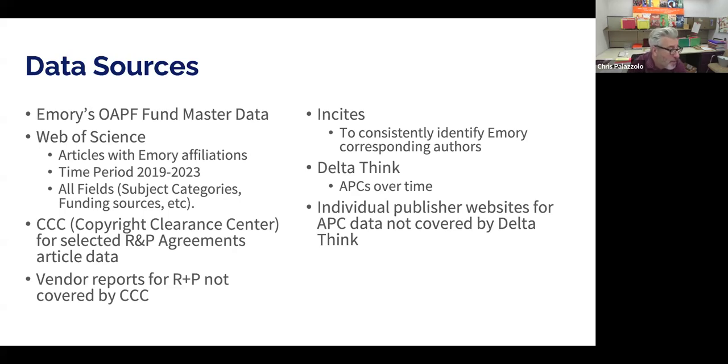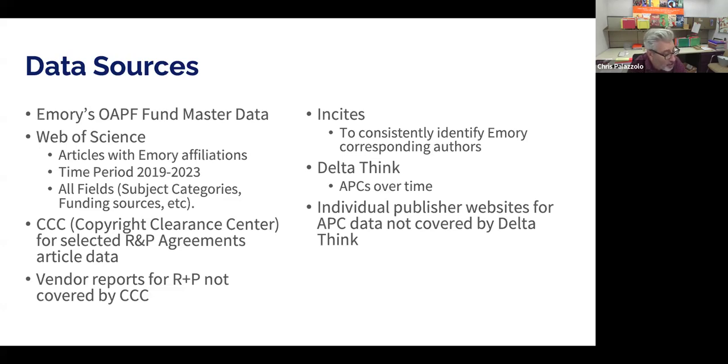But we were really concerned about Emory's corresponding authors. Of course, we include any article that Emory was involved in, even if it wasn't a corresponding author. But we wanted some way to look at what Emory's contribution specifically was to it. We know this is not a perfect measure, but we at least wanted to be consistent. And we used Insights, which the Emory Libraries currently subscribe to, as the basis for that.